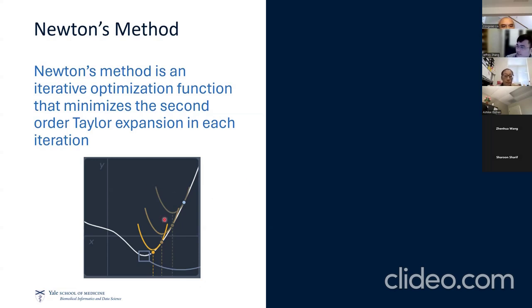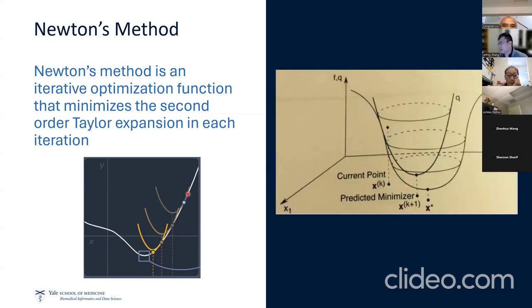So this is just an example in the univariate case. As you can see, it's forming new parabolas, and the method just moves to each of those parabolas. For something in a higher dimension, it would look something like this. Again, you have some function you want to minimize, you form the second order Taylor expansion, and then you move to the minimum of that Taylor expansion.